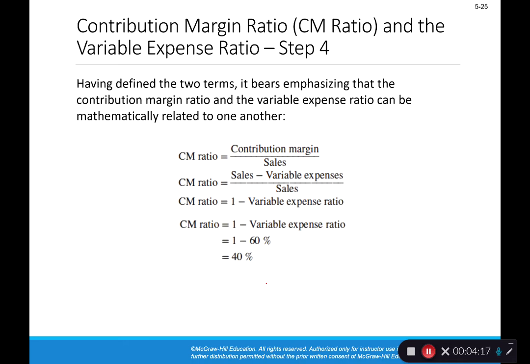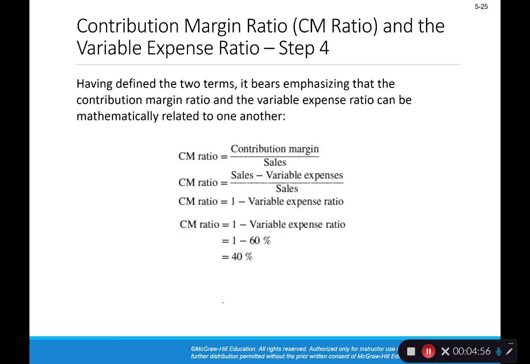And that's what the textbook's trying to prove to you here using algebra, which probably makes it more complicated than it needs to be. But effectively, when you have sales minus variable cost over sales, which is the breakdown of what CM is, sales over sales gives you 1, because it's the same thing over the same thing. Variable cost over sales is what the variable expense ratio is. So basically, this is just proving to you what I already told you, that combined, they have to equal 100%, so we can take 1 minus the variable expense ratio to arrive at our CM ratio.